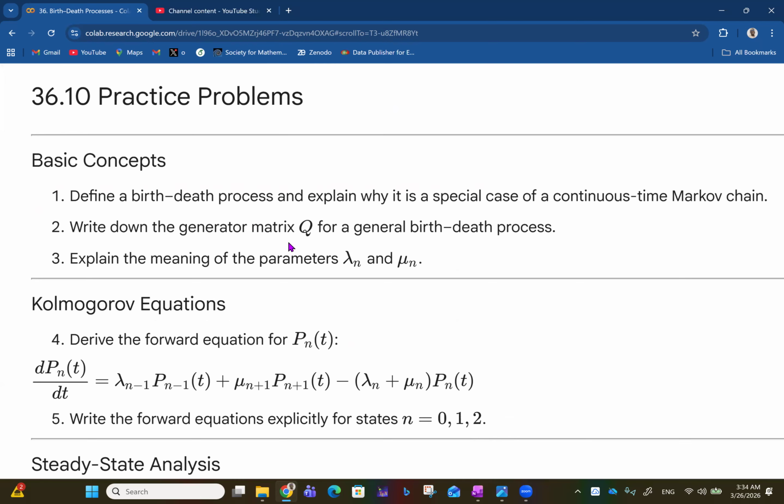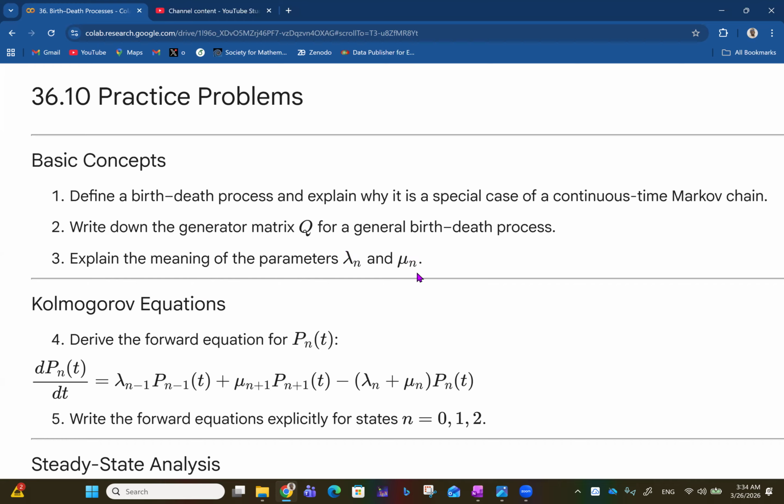So you can write down the generator matrix Q for a general birth death process. That's like the usual minus lambda, lambda, then mu, minus mu, that kind of thing. Explain the meaning of the parameters lambda n and mu n. This is the rate of moving from n to n plus 1, and that's lambda n. The rate of moving from n to n minus 1 is mu n, like that.